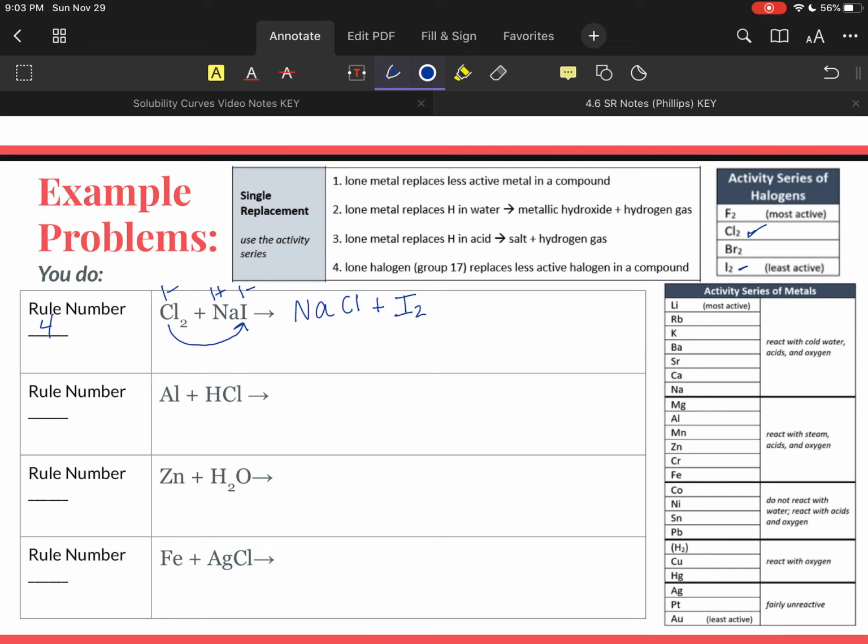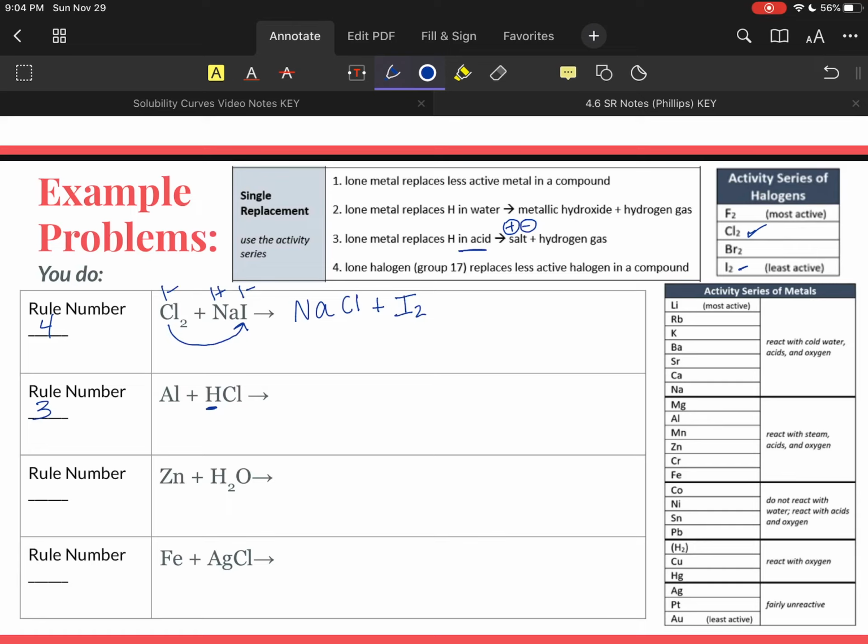The next one, HCl. Anything that starts with H is an acid. So I'm looking for the rule with an acid. That's rule number 3. It says the metal is going to replace the H in acid. It's going to make salt and a hydrogen gas. Remember, salt is just a positive ion and a negative ion. Doesn't matter what it is.